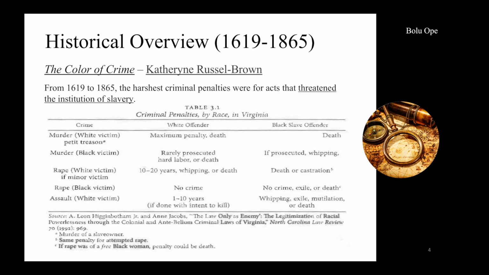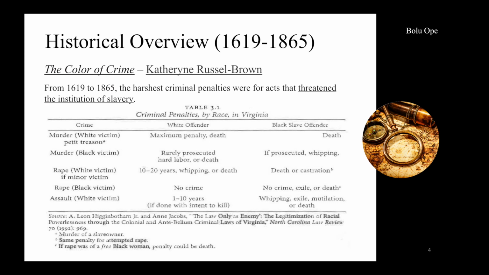As shown from the chart, crimes committed by a white offender are given little to no punishment compared to crimes committed by a black slave offender. For example, a white person assaulting another white person is 1 to 10 years in prison, but a black slave assaulting a white person can result in death. Almost all of these offenses are punishable by death for a black slave offender, all but the murder of a fellow black person.